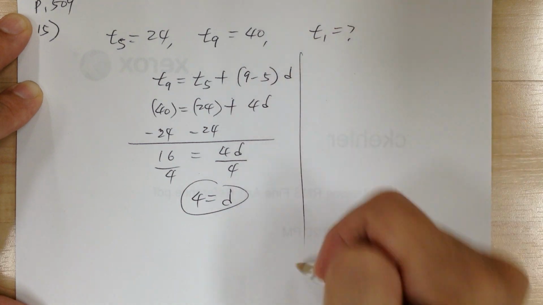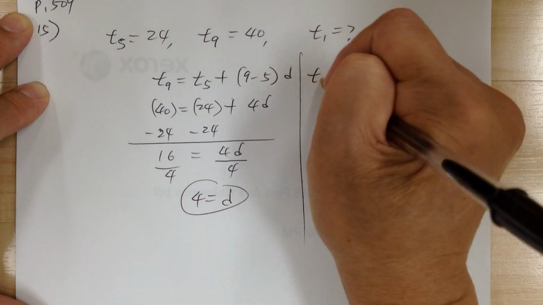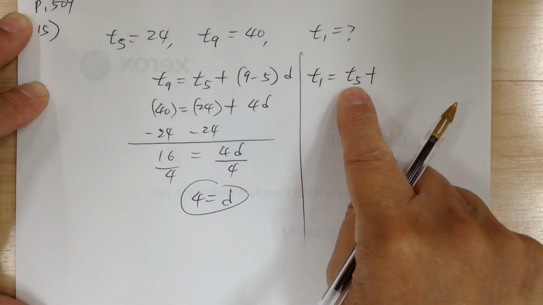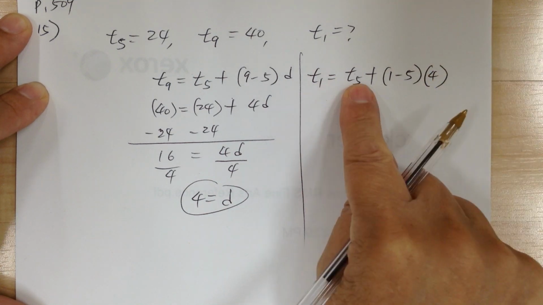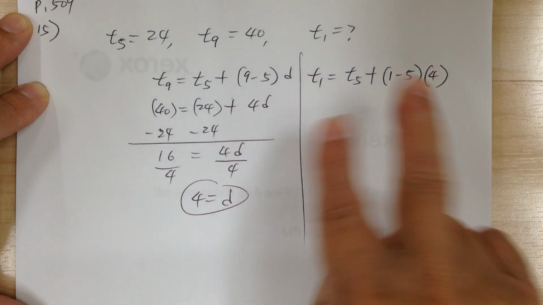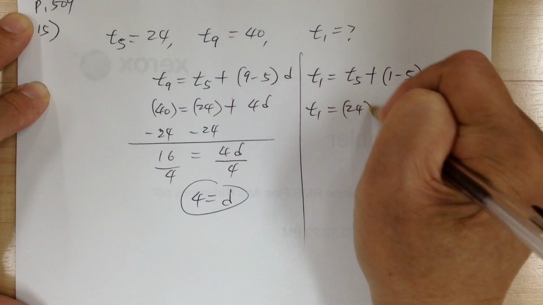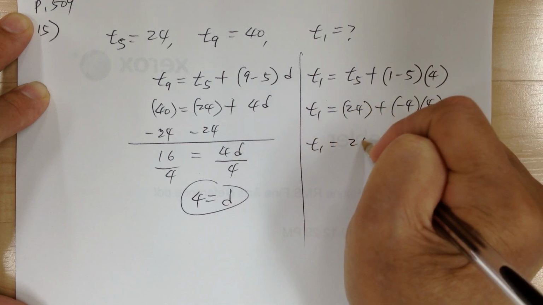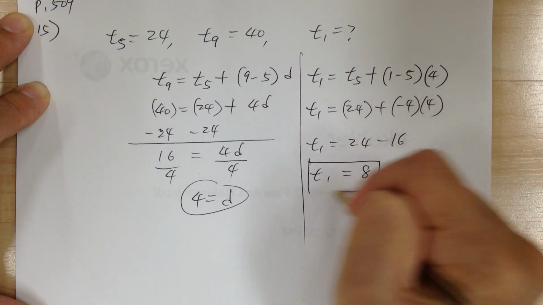Okay. Now once I found D equal to 4, I can come back over here. I can use any of the two. So for T1, I'm going to use T1 equals T5 plus, now notice I use 1, 5, right? So I have to use 1 minus 5 times D, with D equal to 4. Again, whatever you have over here, you have to match it. If you use 1, 5, you have to have 1, 5. So you have to watch the order. They have to match exactly. So you substitute. T5 is 24, and this would be negative 4 times 4. So T1 equals 24 minus 16. So T1 will equal 8.